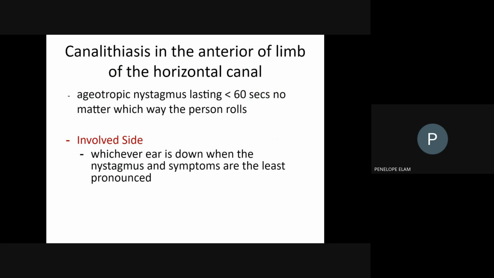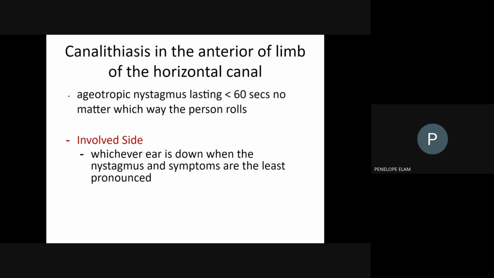Now, the strange thing that happens with this one is that if it's in the anterior limb, the involved side is the ear with the least symptoms when that ear is down. So if you're laying on your left side and the symptoms are less, it is actually the left side that's involved. So in an anterior limb of the horizontal canal, the involved side is the side with the least amount of symptoms when the ear is down. In geotropic nystagmus, if it's in the posterior limb, then it's the side that has the greatest symptoms. So that can get very confusing when we start talking about the horizontal canal.